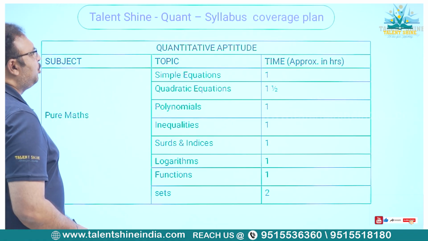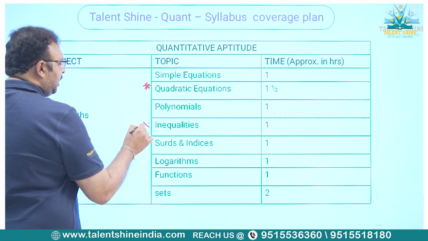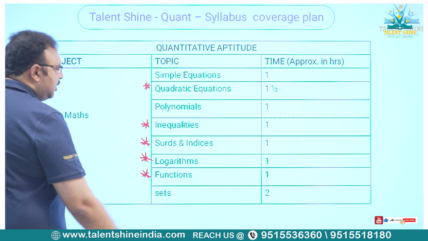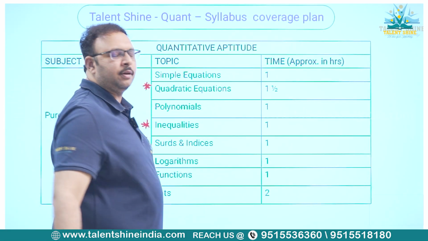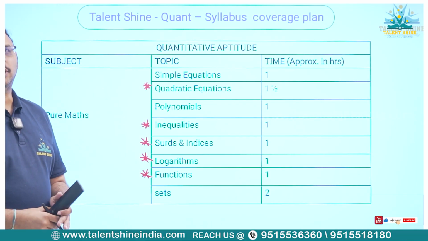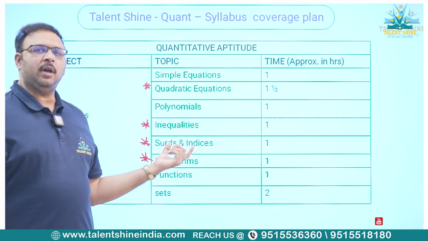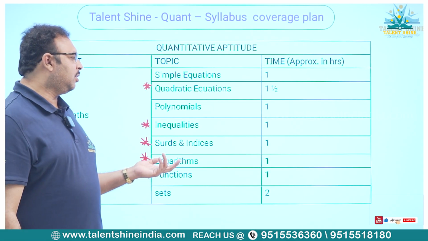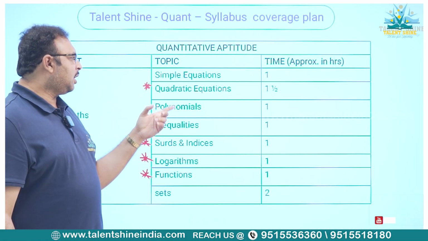In pure maths, the most important topics are quadratic equations, inequalities, surd indices, logarithms, functions. These are very important. In quadratic equations, they're asking based on the roots. So alpha and beta are the roots, they can add 2 like that. What is the new quadratic equation? Or they can link quadratic equation with inequalities, like 2x square plus 3x plus 4 is greater than or equal to 0. Then what is the range of x? You need to find that out. So they're asking questions like that.